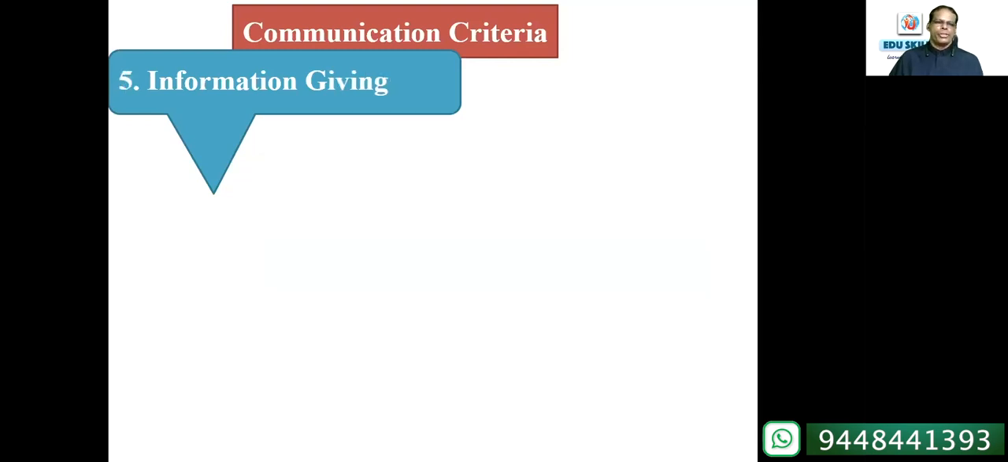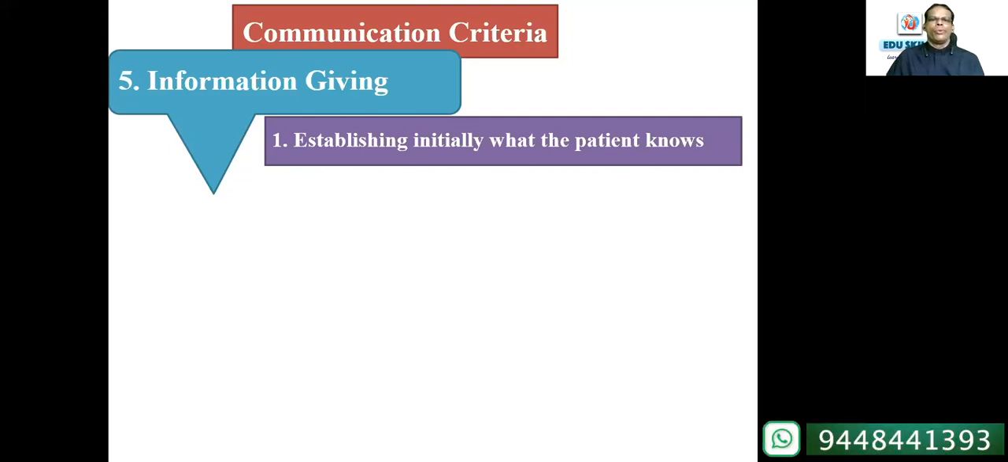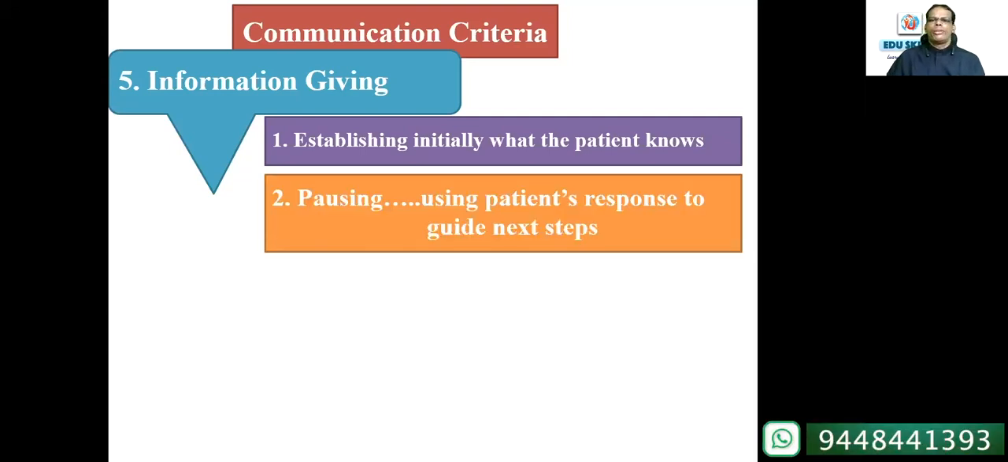Communication criteria, information giving. Establishing initially what the patient knows. First, you should be able to establish what the patient knows about this condition and about the treatment, whatever he knows. And pausing, using the patient's response to guide next steps. Pause yourself as the patient speaks. Don't interfere too often so that patients respond. You can guide them to the next steps.